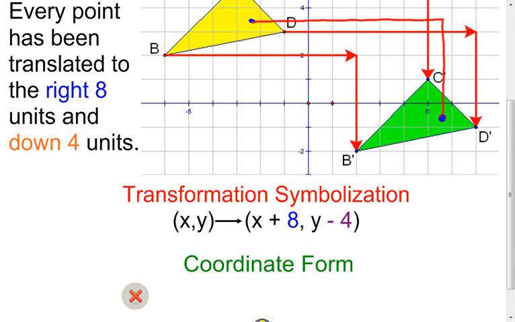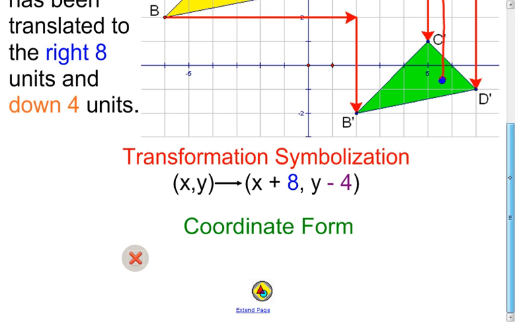Now, had I gone, say, to the left 8, then this math symbol right here would have been a minus sign, and had I gone, say, up 4, this would have been a positive. So you just got to look at it and realize, if I go to the right, I'm going to add. If I go up, I'm going to add. If I go left or down, I'm going to subtract.